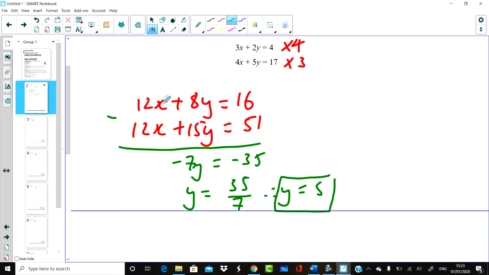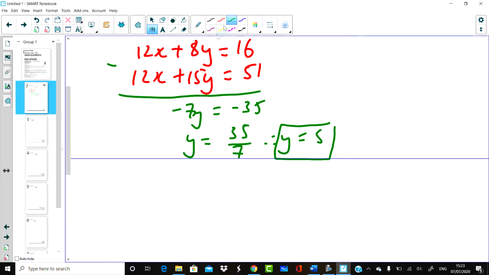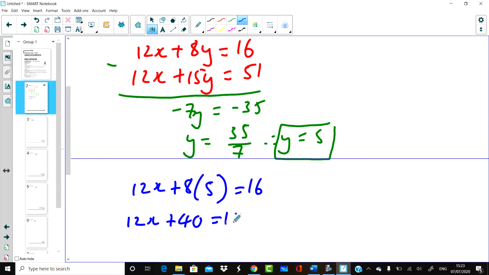Now we can sub that y into the first equation to give our x. So if we do that, we have 12x plus 8 times y. So we know y is 5 now, so we can multiply that by 5, which is equal to 16. Then we have an equation here, so now we can solve to find x. So we have 12x, well, 8 times 5 is 40, and that's equal to 16.